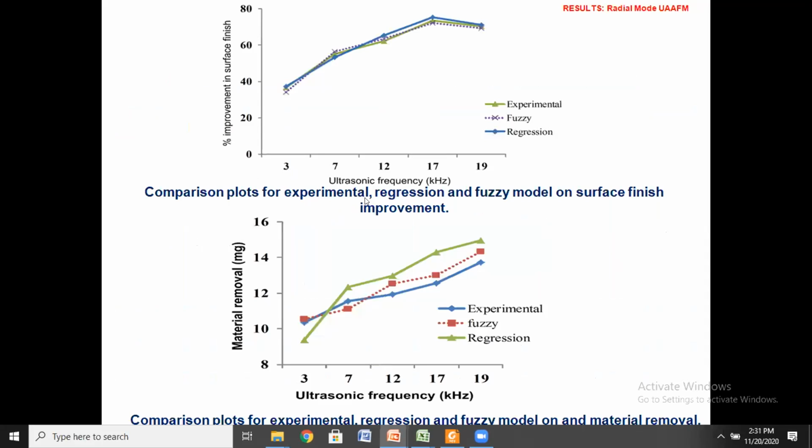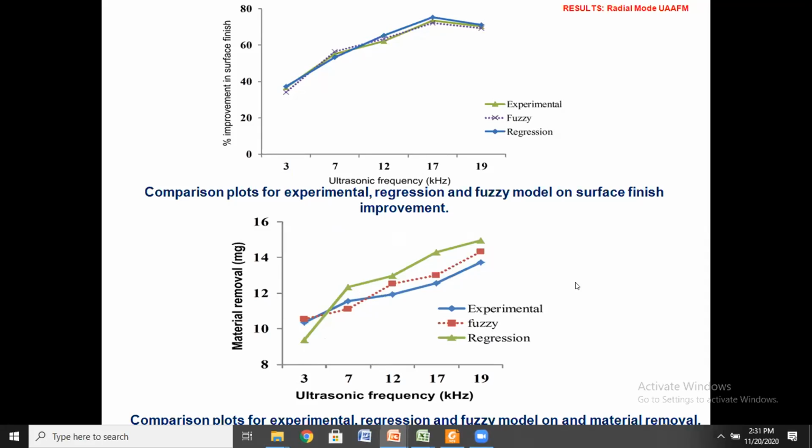So like that, I have plotted also. Here you can see the clear agreement of surface finish improvement. Three different colors here you can see. Blue is the experimental, red with dotted is fuzzy, and green is the regression. You can see the close agreement between the experimental, fuzzy, and regression analysis results for confirmation experiments.